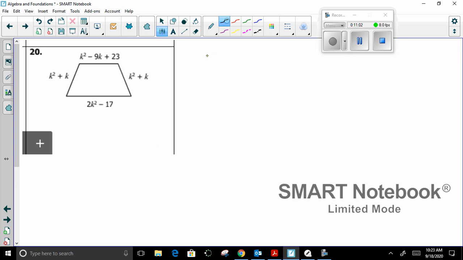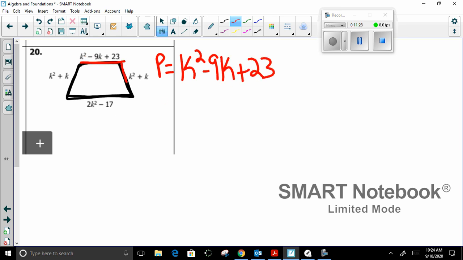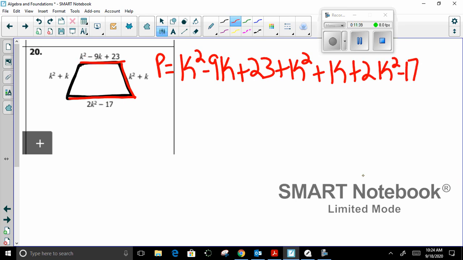All right, one more perimeter question. Now this is a trapezoid, and this is a base. This is called a base, and these are your sides here. So remember, perimeter is I walk around each part and I add each side together. So perimeter equals, I'm going to start here. And I'm going to add this side. And I'm going to add this side. And I'm going to add this side.